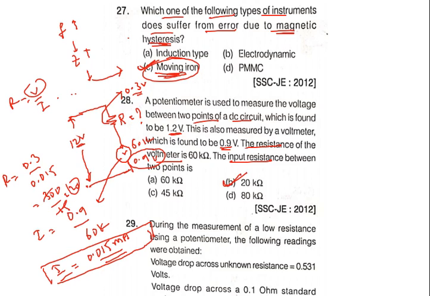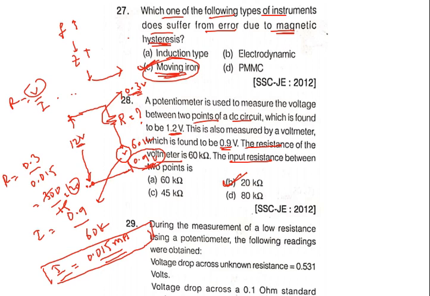Hope you understood. Again I am repeating, see here. Across these two terminals, 12 volts given. Across the voltmeter, 0.9 volts given. Across the resistor, how much will it be? 12 minus 0.9, that is 0.3 volts. 0.3 volts will be across the resistor. If we know how much current is flowing through this resistor, we can easily calculate the resistance, because resistance is equal to voltage by current.